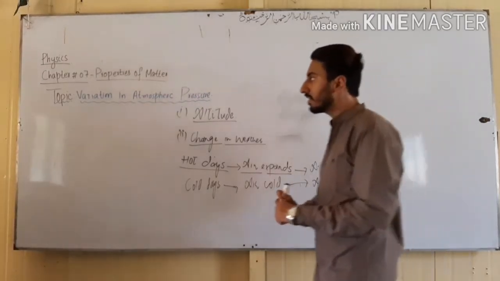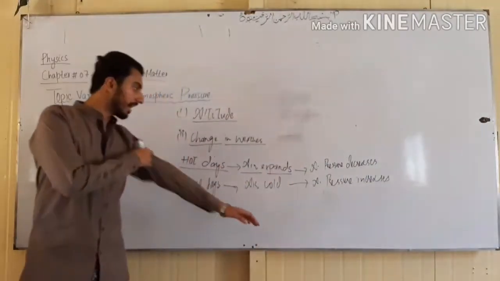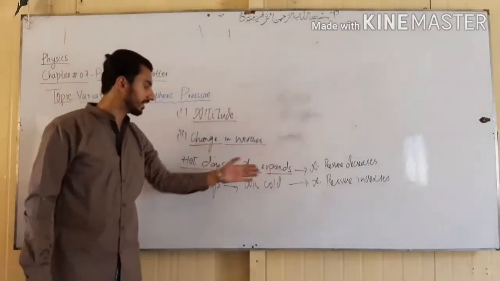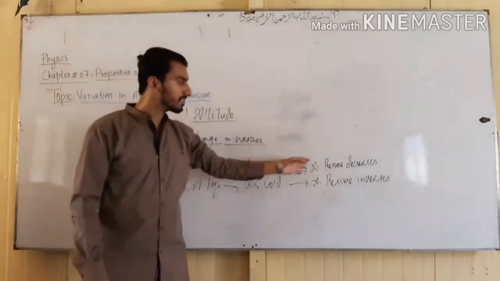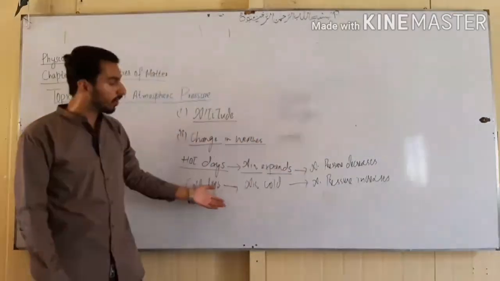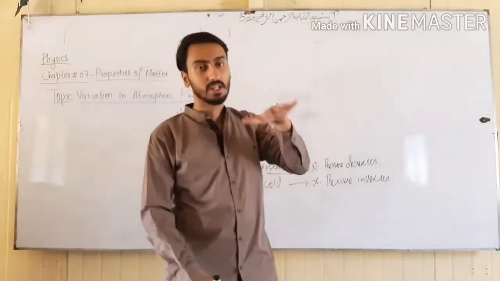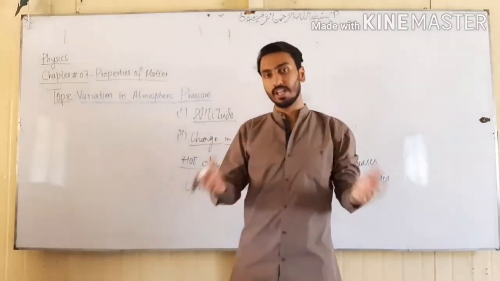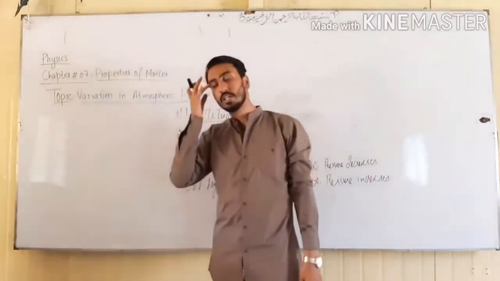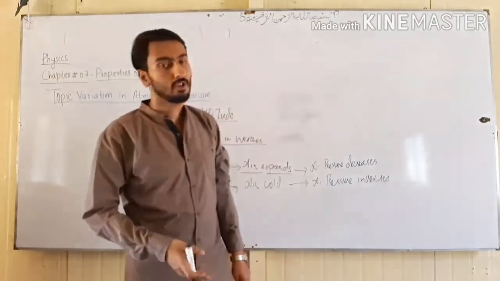So we see that variation in atmospheric pressure can also indicate the change in weather. On hot days, air expands and air pressure decreases. In chilly cold days, air above the earth becomes cold and the atmospheric pressure increases. So variation in atmospheric pressure can also be used for the indication of change in weather.